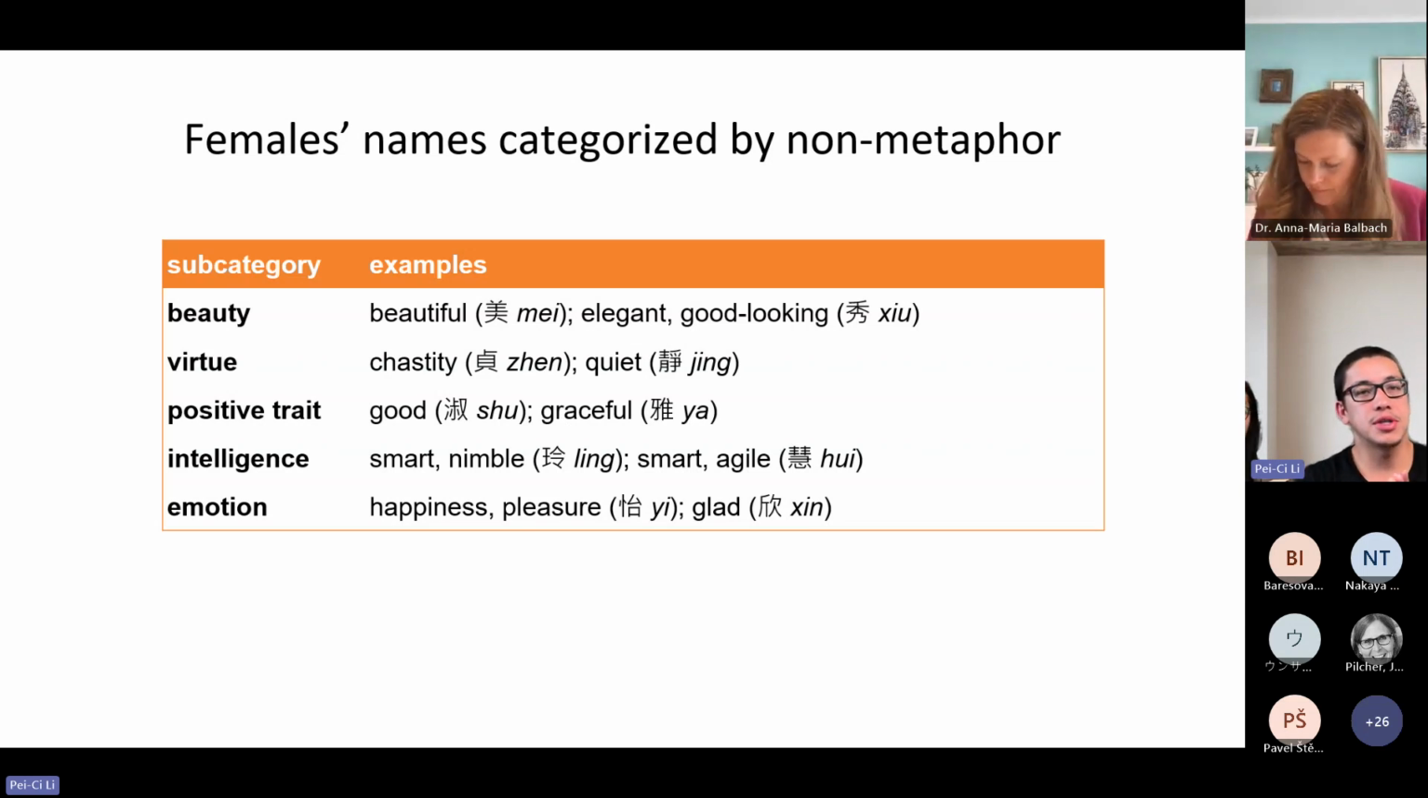So first, if you consider female names that are not categorized by metaphor, so technically, what does it look like in the data? So first, we have on the right some characters that could have direct meanings. So for example, you have a character that means beautiful, you have a character that means good looking, and then we compile them into major categories, as you can see on the left, which are beauty, virtue, positive traits, intelligence, emotion. So for example, in the category virtue, we have characters that mean chastity, that mean quiet, so that are virtues that are traditionally expected to be associated with female names.